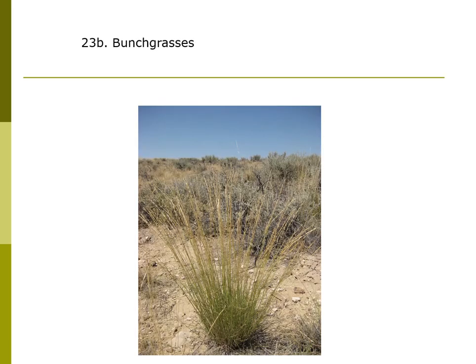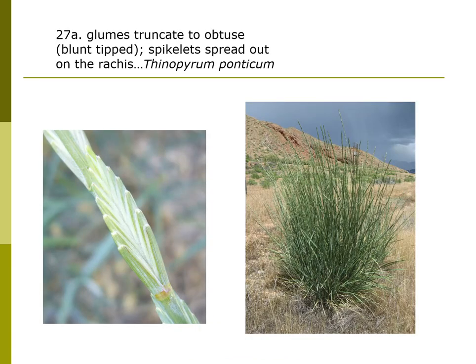And finally, we're going to look at the wheatgrasses that are not rhizomatous or that are bunch grasses. The first one is very similar to intermediate wheatgrass that we looked at earlier. It has the blunt or truncate glumes on it, but instead of being rhizomatous, this one's a bunch grass. This is Thinopyrum ponticum, or tall wheatgrass.